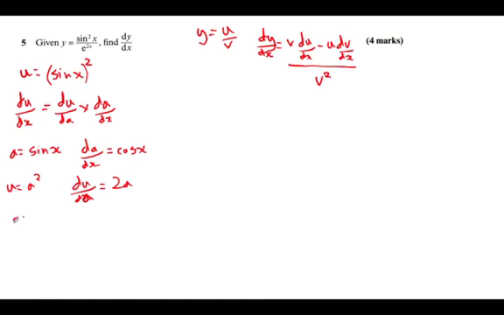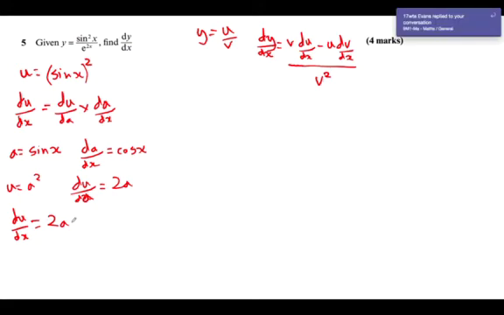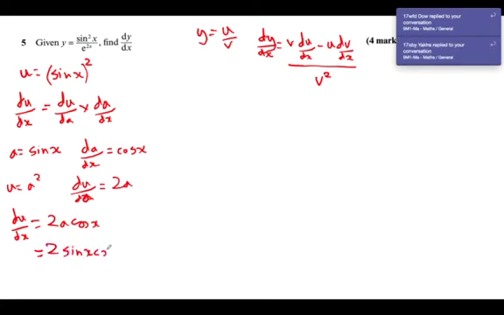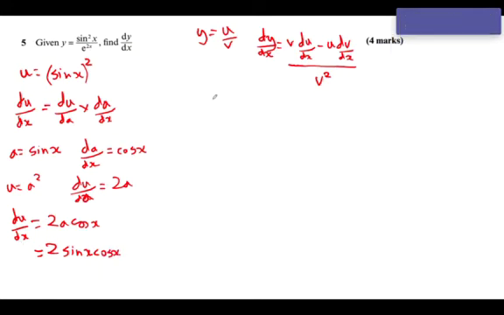So therefore du/dx equals du/dA, which I have as 2a, multiplied by dA/dx, which is cos x. So therefore I have 2a, I substitute my a back in, I have 2 sin x cos x. Okay, there's my du/dx.